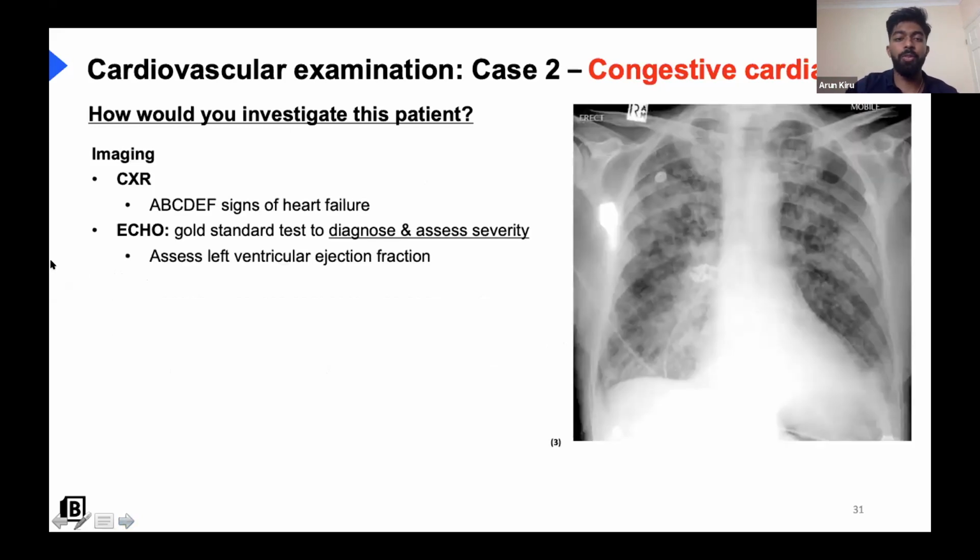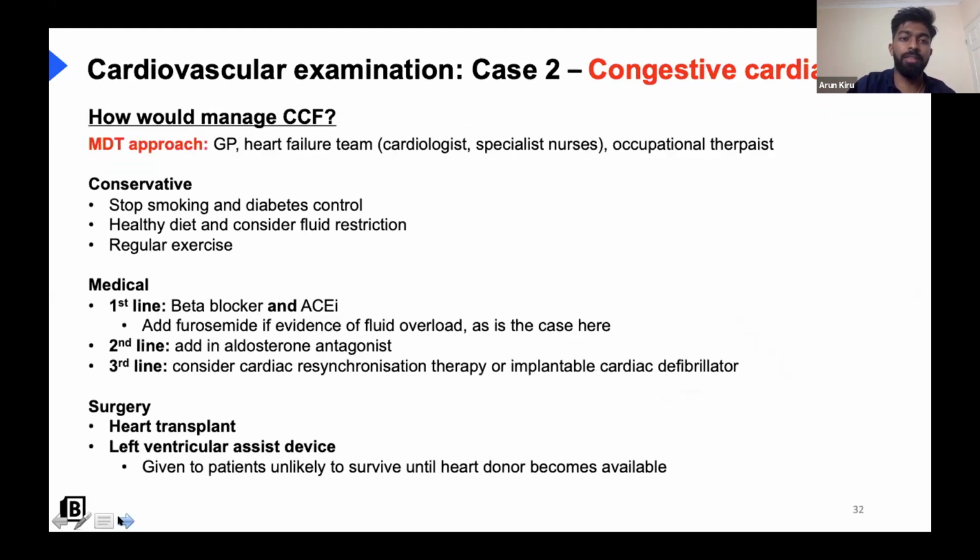Then imaging, you want to do your chest x-ray. We've talked about your A, B, C, D, E, F of heart failure. And then your echo, which is once again the gold standard diagnosis to look for heart failure. And you're mainly looking for your left ventricular ejection fraction. So if you can say echo, great. If you can go further, talk about why it's relevant. So in the mitral case, we saw echo looking for the regurgitant volume. In this case, we're looking at the actual ejection fraction from the left ventricle. Okay, that's your investigate question.